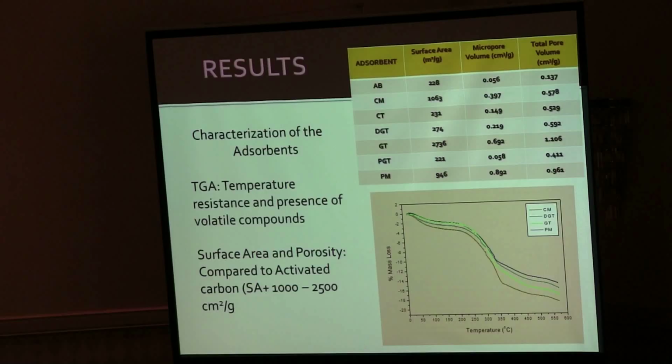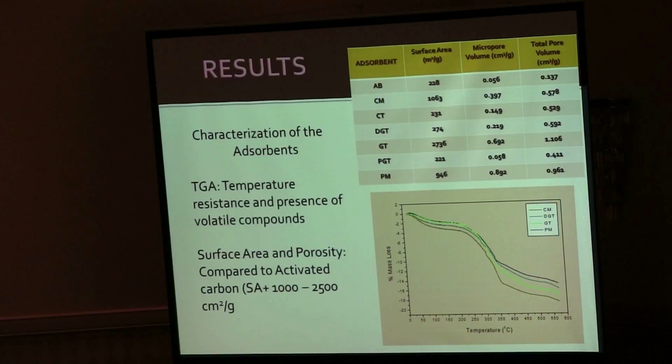So for the results, the first is the characterization. Here we have a TGA. TGA is for material science. It's a technique that allows you to know how resistant your material is as you change the temperature. We don't want it to be flammable.